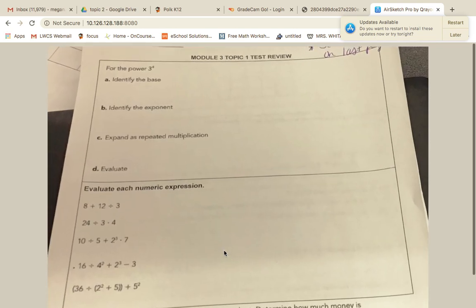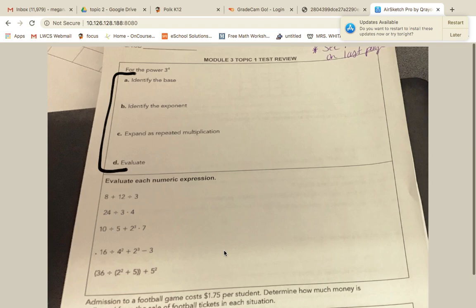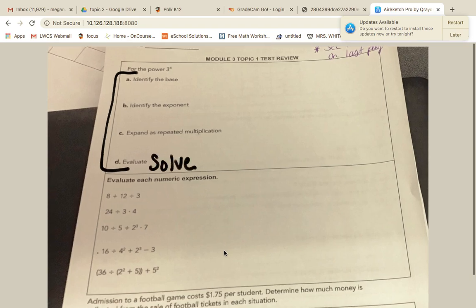Okay, so at the top you should be able to answer the things that we just talked about. The only thing I did not discuss was evaluate. Evaluate means to solve, and we've talked a lot about that as well. And the ones below here, you have to solve them, but you have to remember to use PEMDAS. This is also in your notes on the back side of your prep work tonight.